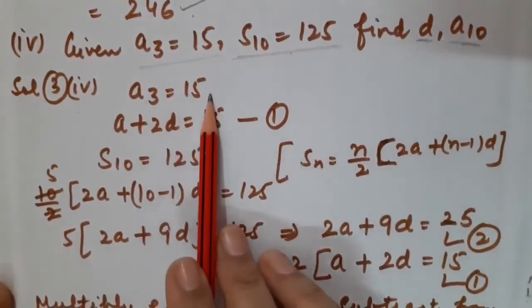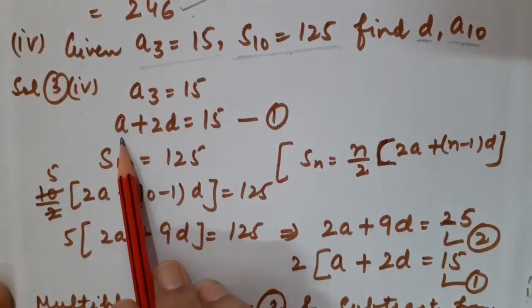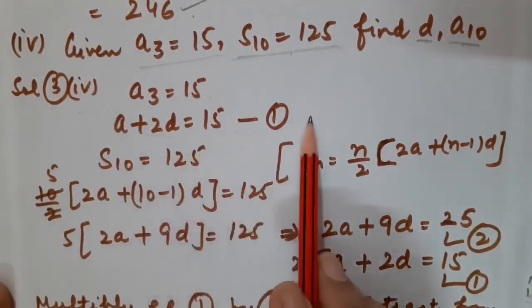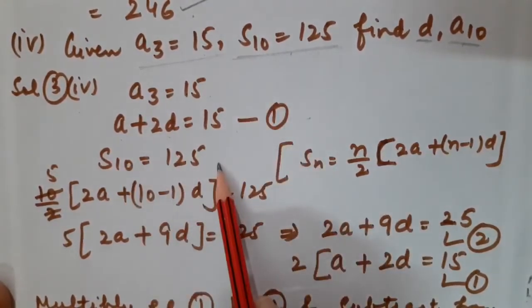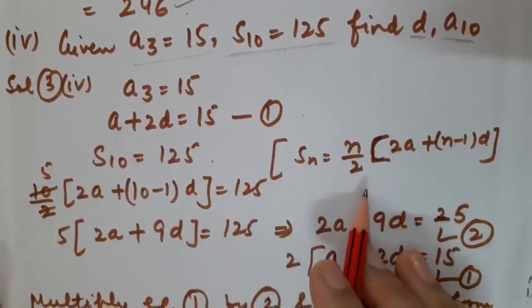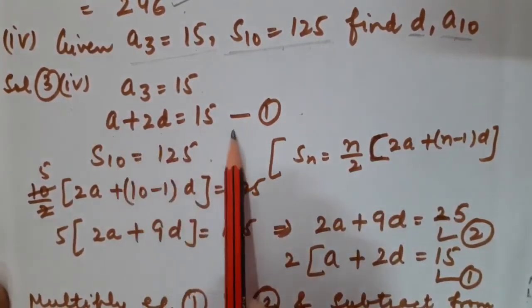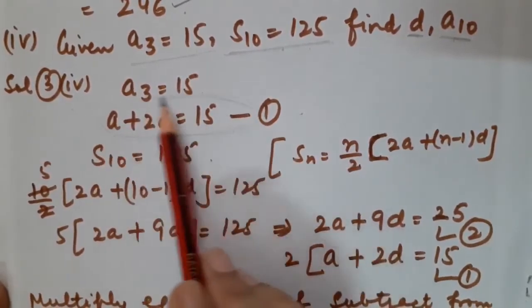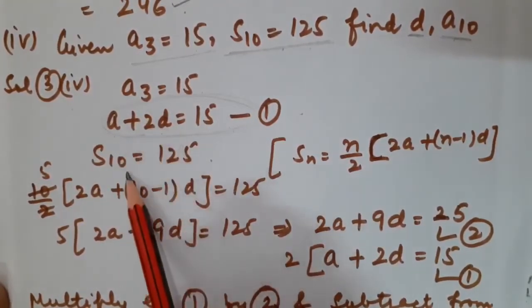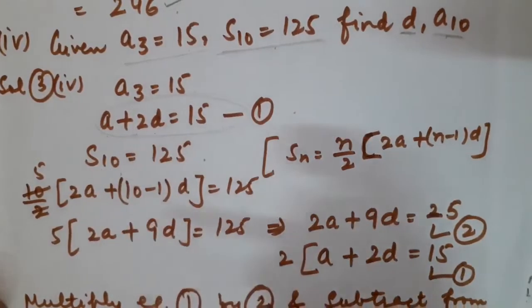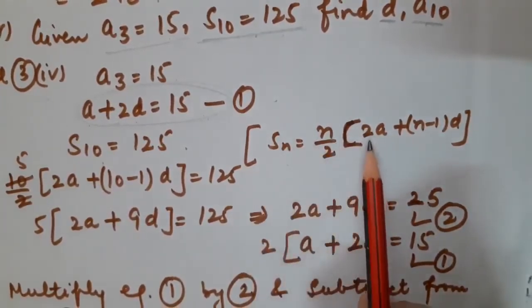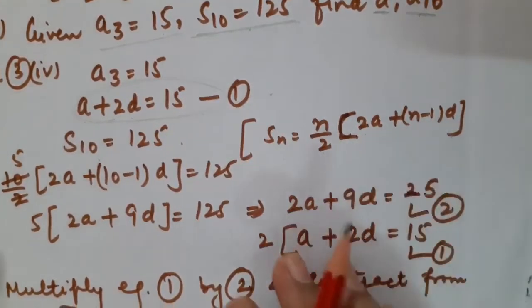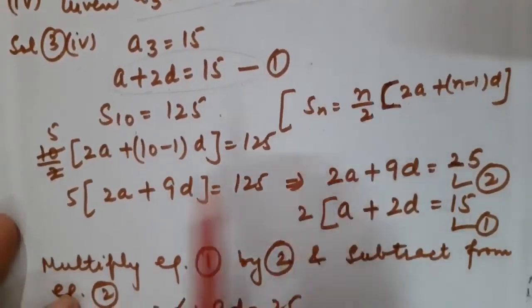a3 is equal to 15 can be written in generalized form like a plus 2d is equal to 15. Let it consider as equation number 1. What else is given? S10 is equal to 125. Fine. So here children, you can notice one thing, that first equation is based on the variables a and d. So definitely for S10 I will have to apply that very formula in which a and d are present. So what is that formula? Let us recall. Sn is equal to n by 2 into 2a plus n minus 1 into d. Correct students?